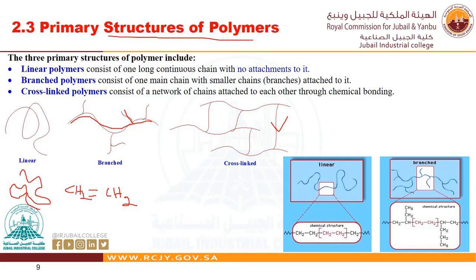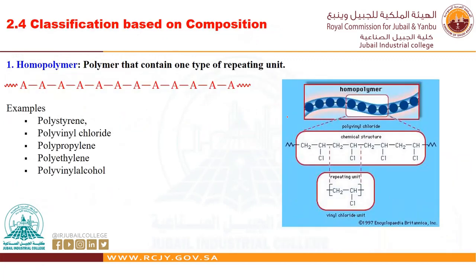So you can have polyethylene that is linear, polyethylene that is branched, polyethylene that is cross-linked, and all of them have different properties and they end up with different applications.